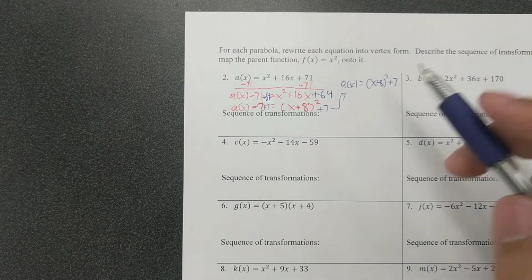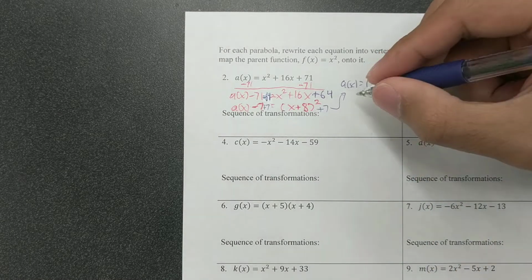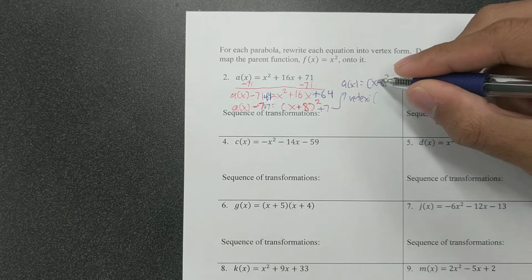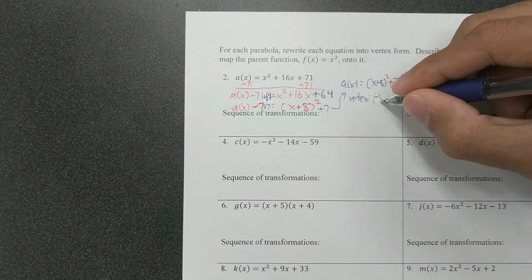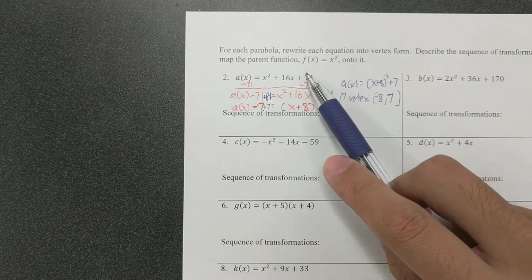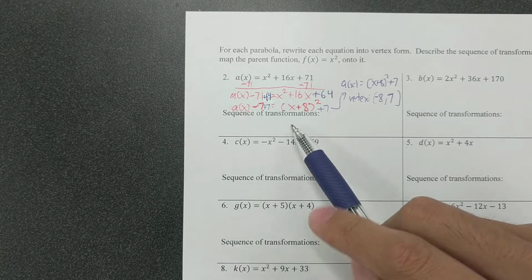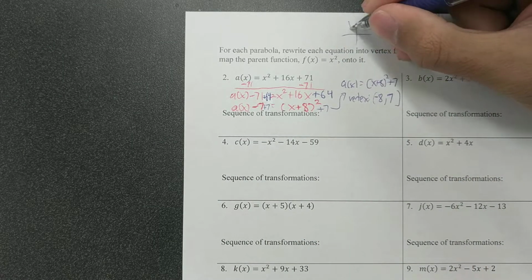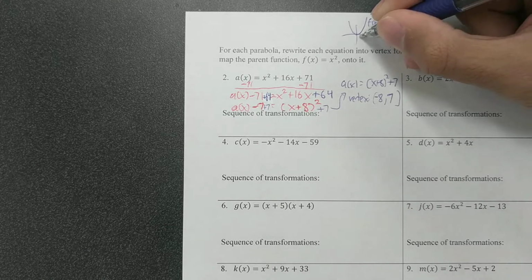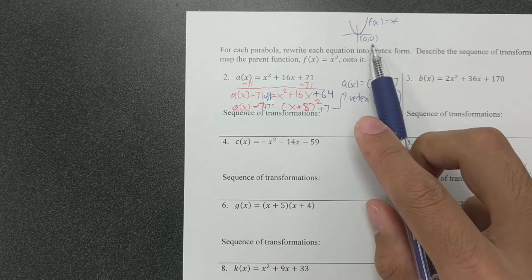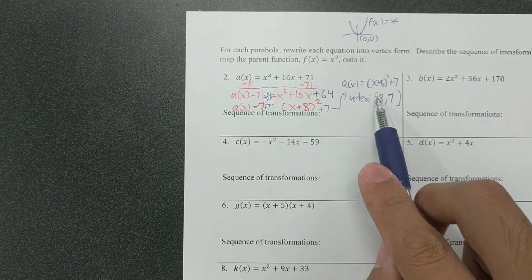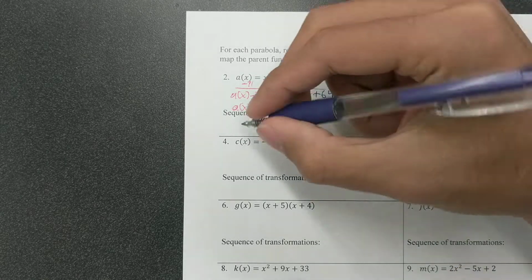Okay, so the vertex itself, it's not directly asked for, but the vertex is h, k, so this is x minus negative 8. So negative 8 comma positive 7. And that allows me to easily write the sequence of transformations. Because I know the parent function, x squared, has its vertex at 0, 0. Right, so if I look at how the vertex got shifted from the parent to this one, the vertex moved 8 units to the left and 7 units up.